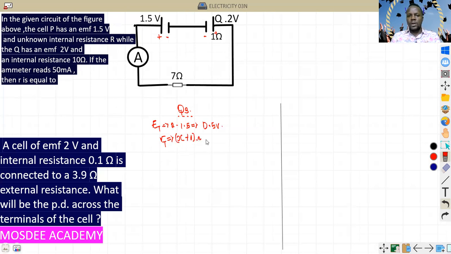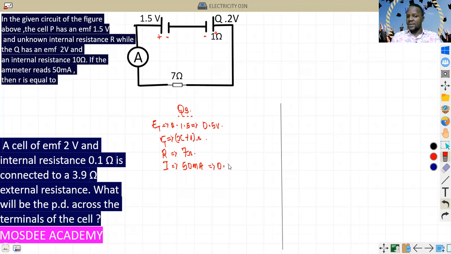So now we can move on. The next is the external resistance, or what we call the resistance R total. They are both connected to it's 7. Well, this is only 7. Please, I'm just trying to read across to avoid mistakes. That is 7. And the last parameter given here is the current. The ammeter, which is the current, is reading 50 milliamps, which you can convert to amps.